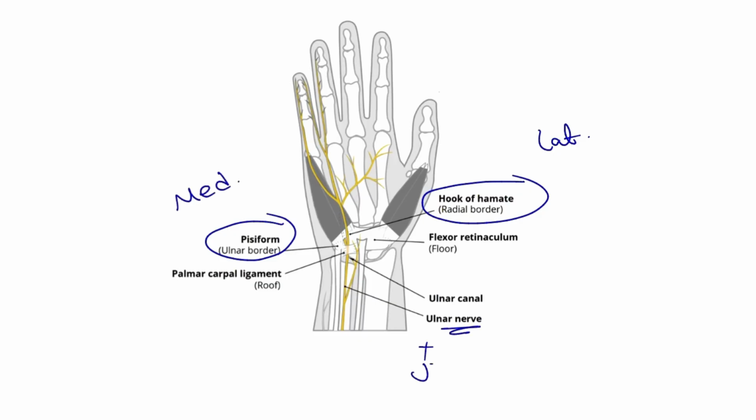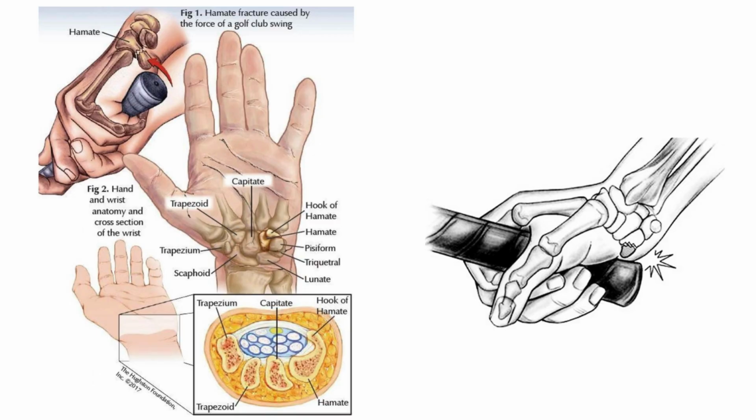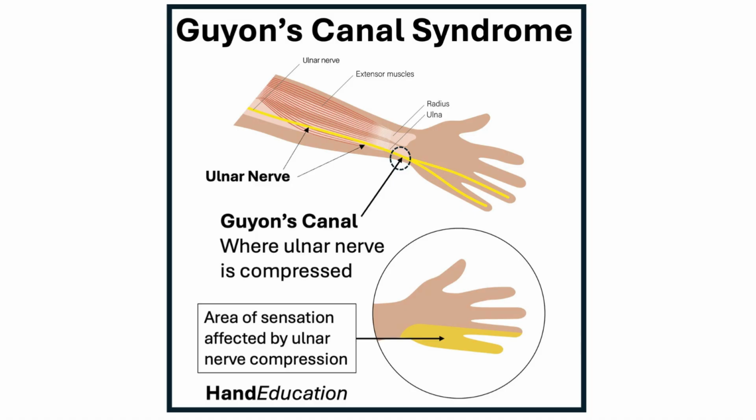A high-yield board and shelf question involves a golfer or baseball player. If they strike the ground hard with their club or bat, the force goes straight into the palm, often fracturing the hook of the hamate. This leads to ulnar nerve compression, causing tingling in the 4th and 5th digits and weakness in the intrinsic hand muscles. Pro tip: unlike the carpal tunnel, Guyon's canal does not contain any tendons, just the neurovascular bundle.